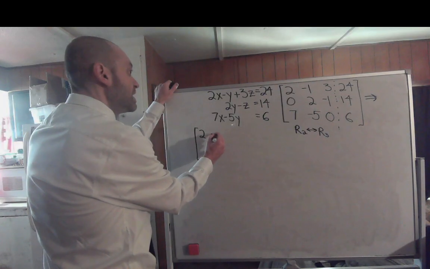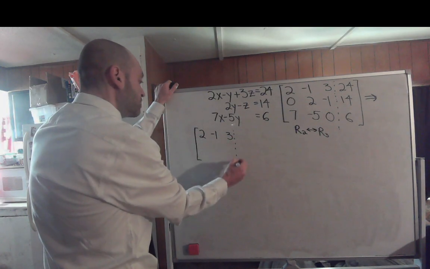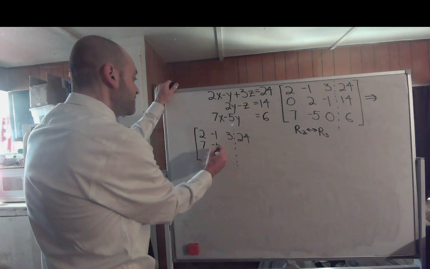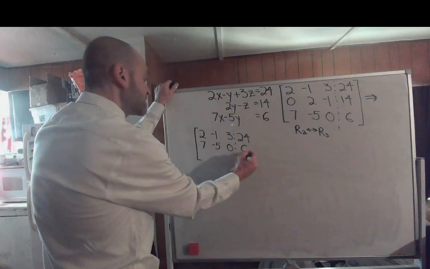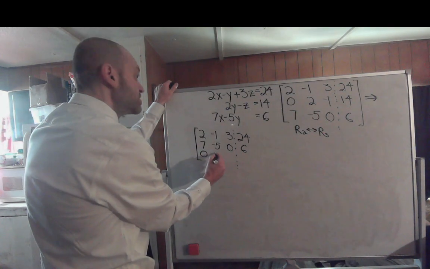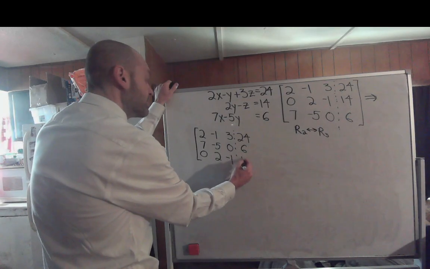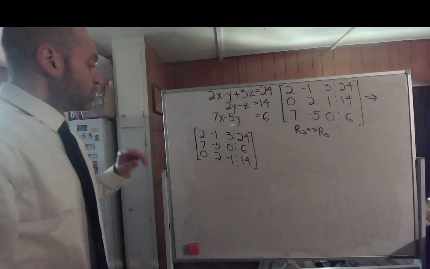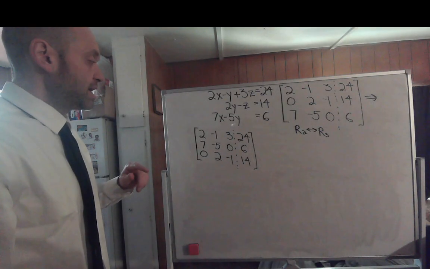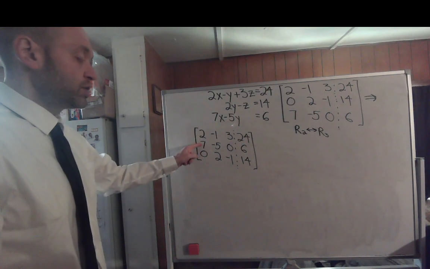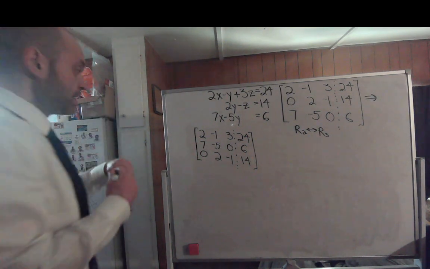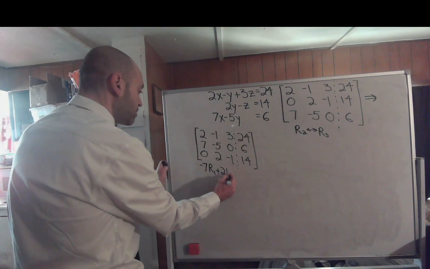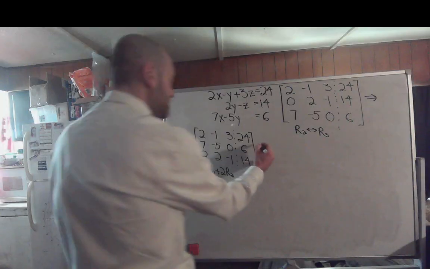So 2, negative 1, 3, 24. Alright, so this would become 7, negative 5, 0, 6, and then 0, 2, negative 1, and 14. Okay. What I'm going to suggest now is we make that first digit of row 2 a 0. If I take negative 7 times row 1 and add that to 2 times row 2, I can accomplish that.